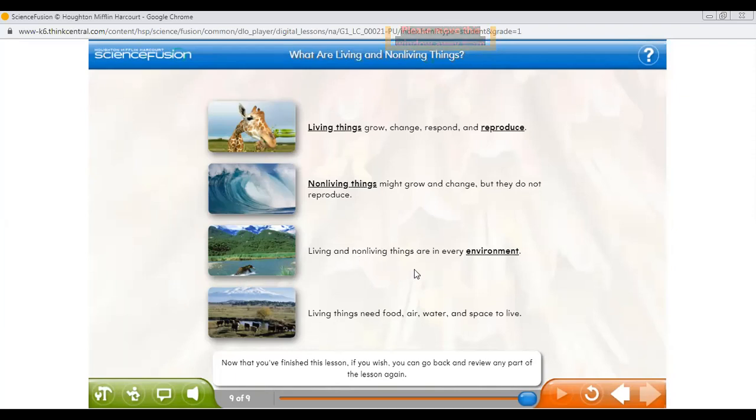And living things and non-living things are in every environment. We can see them everywhere around us, the living things and also the non-living things. Living things need food, air, water, and space to live. Whereas non-living things don't need food, air, water, or space to live or survive. So now you have seen what living things and non-living things can do. So let's see a video here.